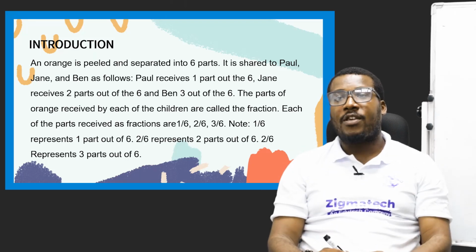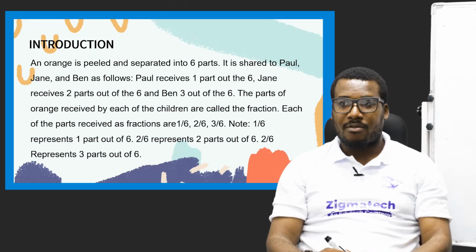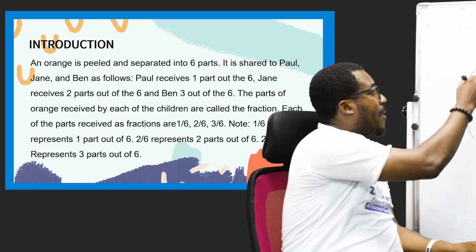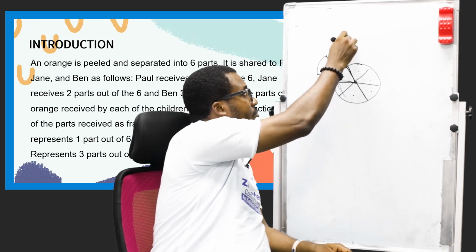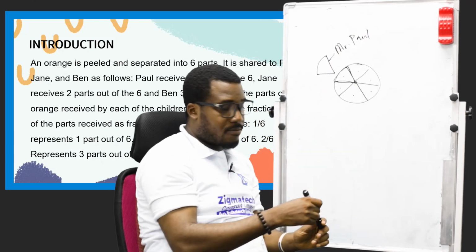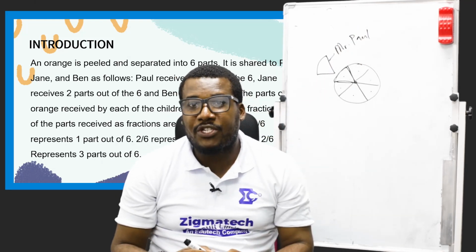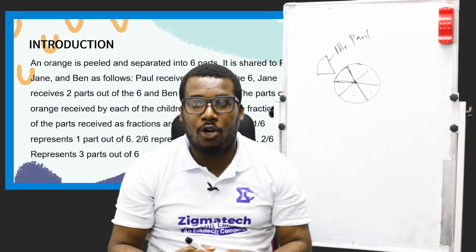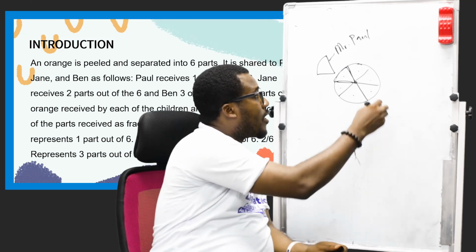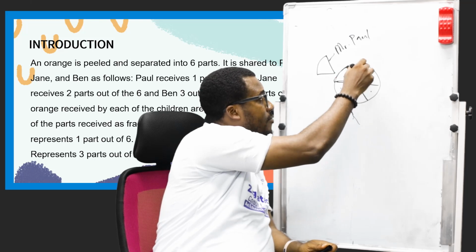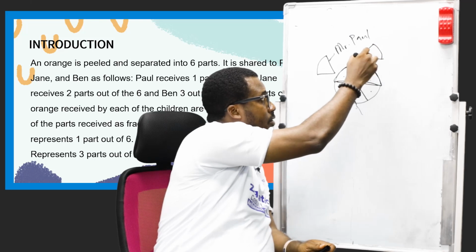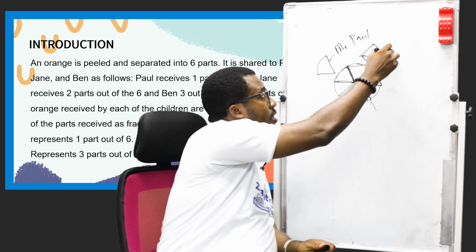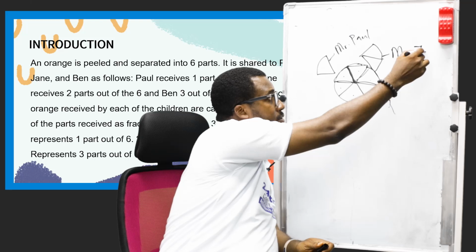So Mr. Paul received one part out of the 6. Let's put it this way. Mr. Paul received this part. So this part is for Mr. Paul. And then Miss Jane receives 2 parts out of the 6. So again, this part and this part was what Miss Jane got at the end of the sharing exercise.